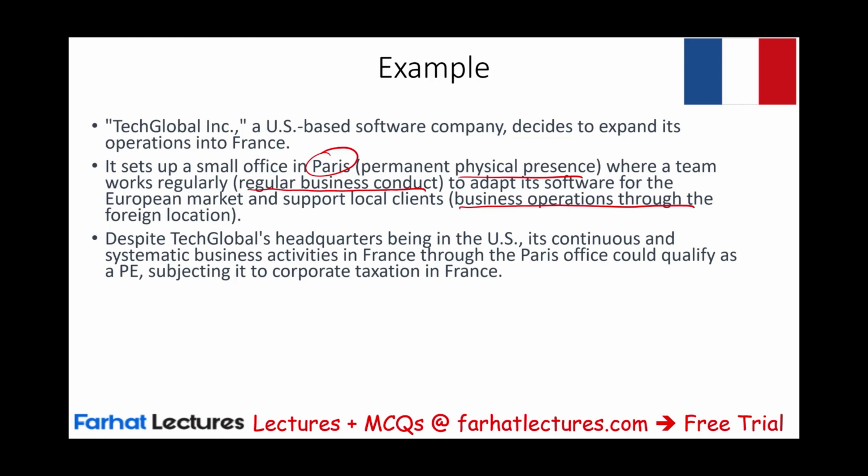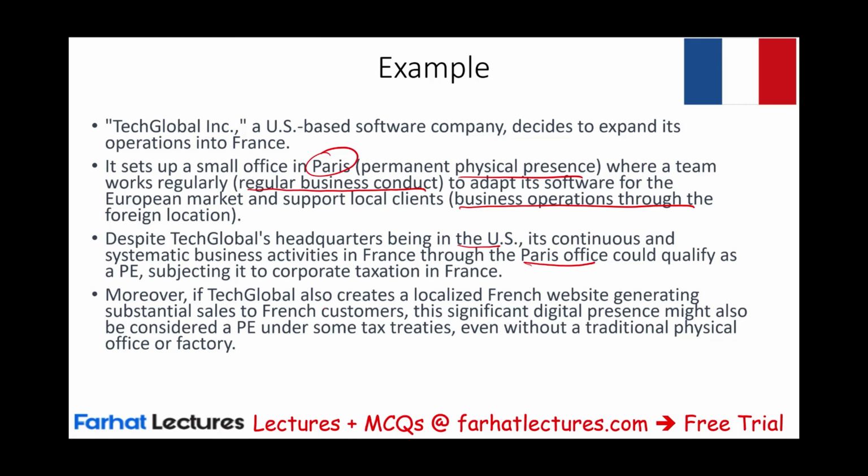Despite that the headquarters is in the US, its continuous, systematic business activities in France through the office could qualify it as a PE, subjecting this company to the French corporate tax system. Moreover, if Tech Globe also creates a website in France, a localized French website generating substantial sales to French customers, this significant digital presence may also be considered a PE under some tax treaties. Now remember, there are different types of tax treaties between countries.